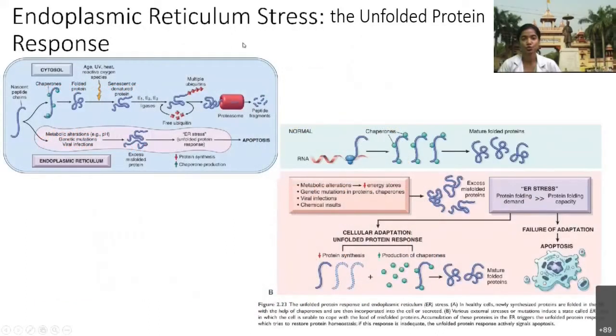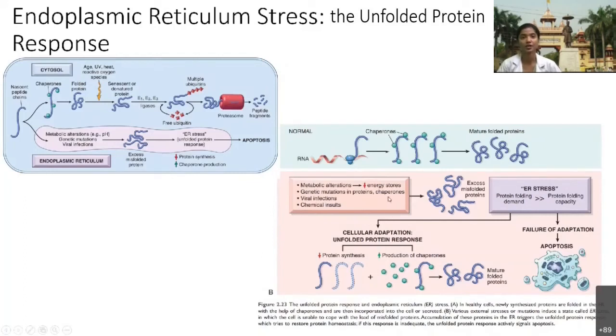Now, next is endoplasmic reticulum stress, the unfolded protein response. Whenever there is any degenerated protein, or a protein which is damaged due to ultraviolet radiation, heat, or reactive oxygen species, this damaged protein is removed by the ubiquitin protease system. The ubiquitin protease system presents this damaged or denatured protein to the proteasome, and ultimately it is fragmented. This happens in the normal cell.